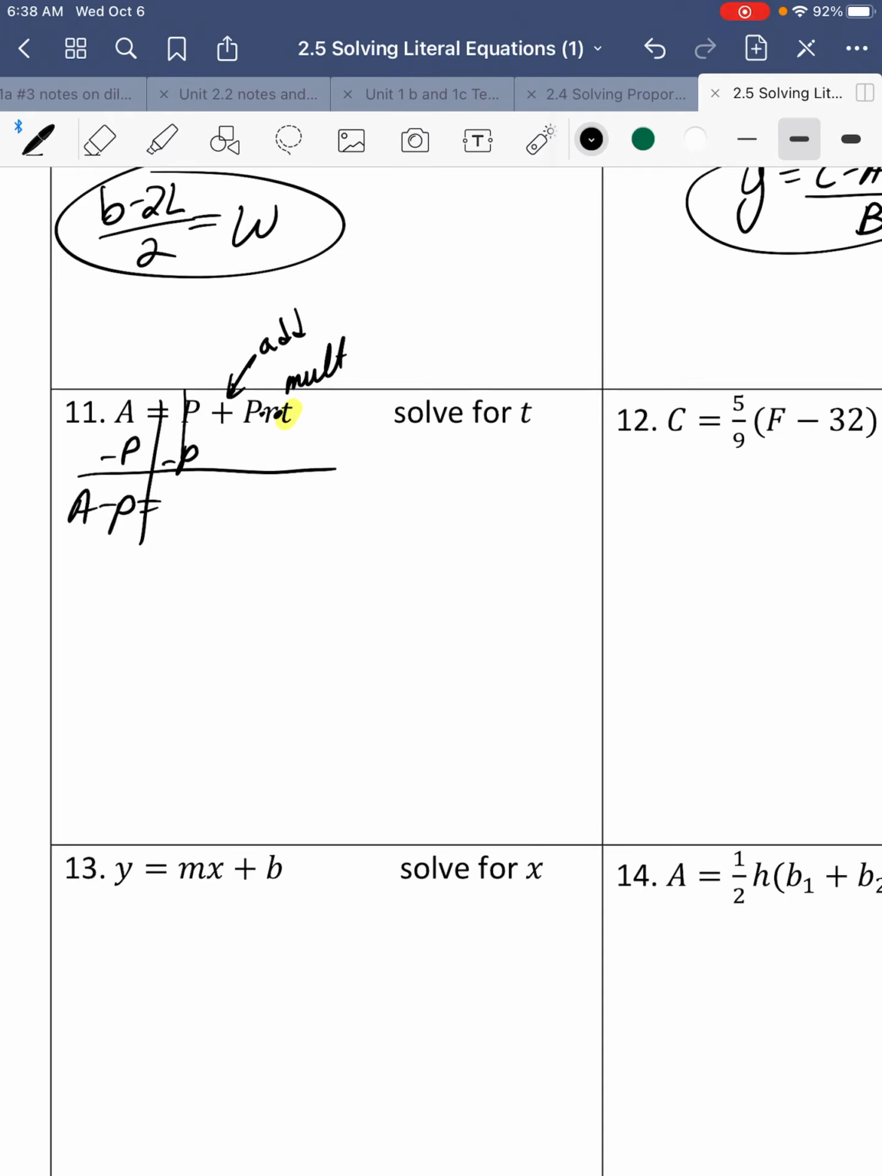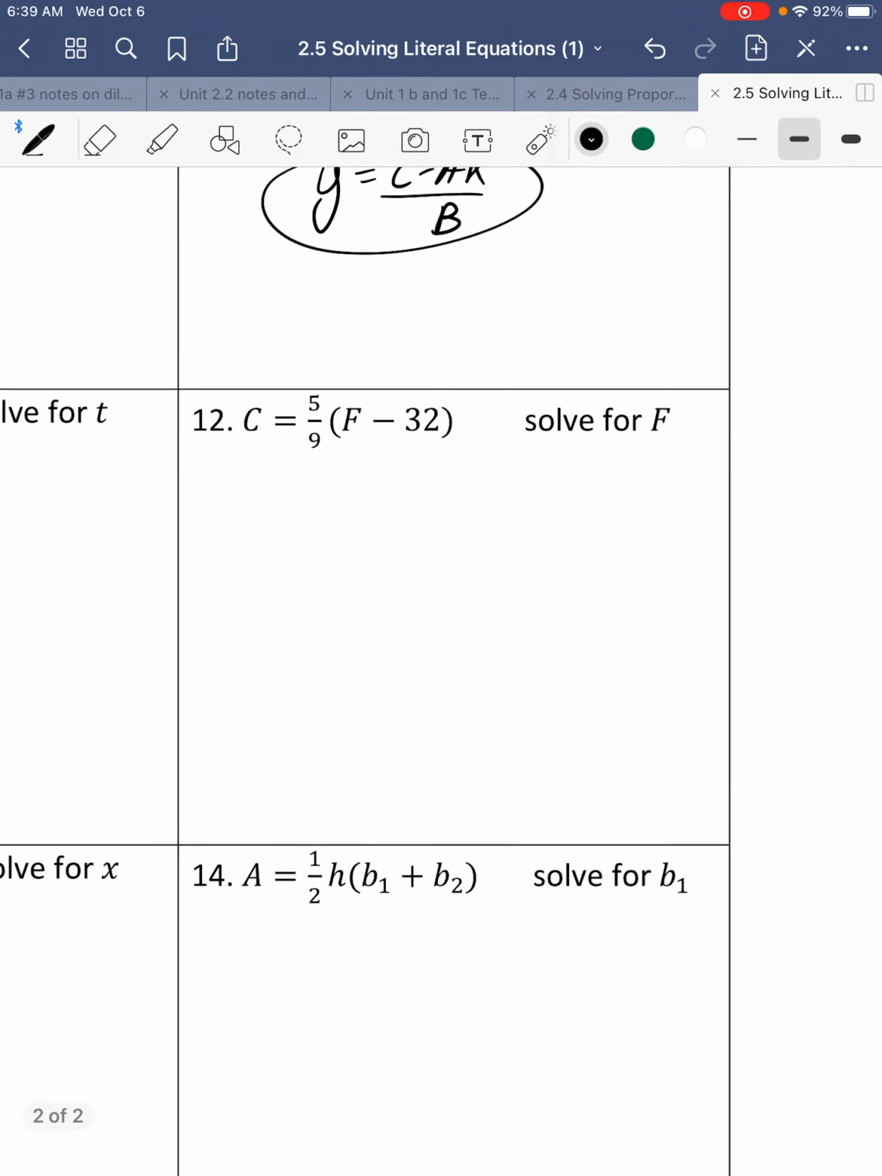So we have a minus p equals p r t. And then we have multiplication, so I'm going to divide by p and r to move both of the variables, so we can get t by itself. T equals a minus p over pr.